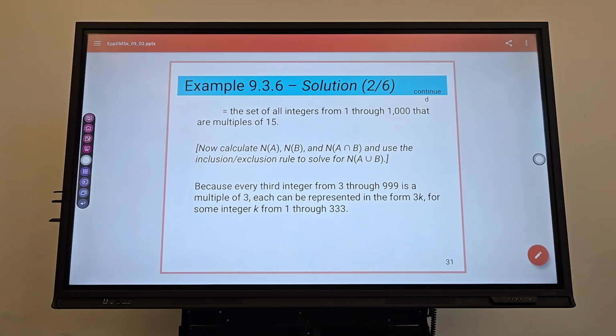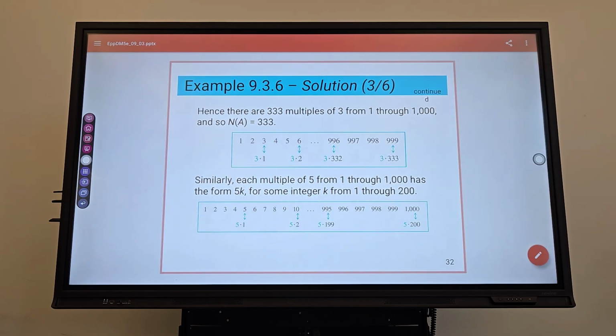Every third integer from 3 to 999 is a multiple of 3, so each of them can be represented in the form of 3k for some integer k from 1 through 333. Hence, there are 333 multiples of 3 from 1 to 1000.